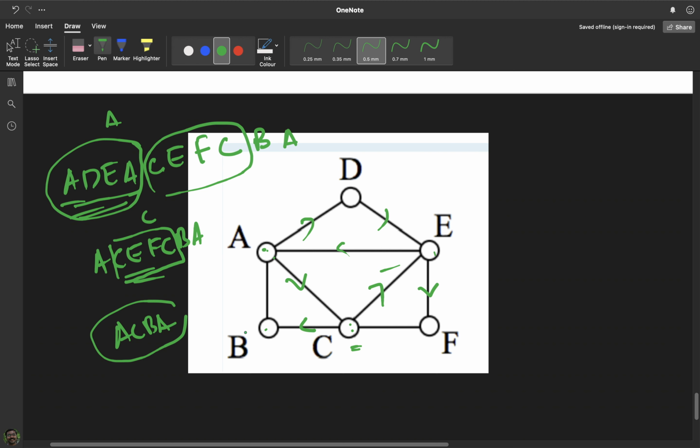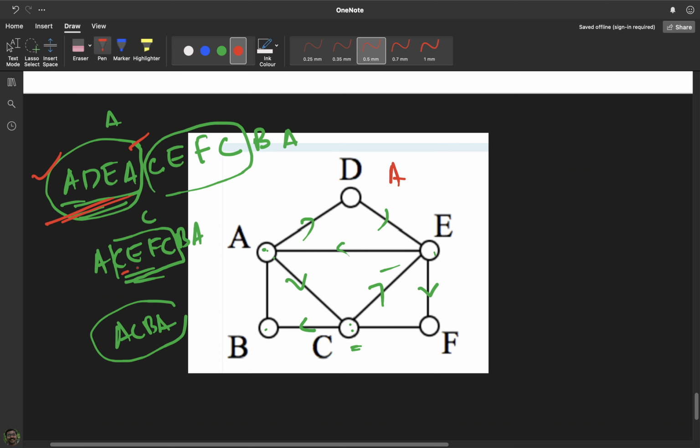For example, in this Euler line, you can see that A and A are repeated in ADEA. So you replace that repeated portion, ADEA, by that repeated vertex. I will replace this ADEA portion by just A. Again I will write the resultant walk here. So I will be getting ACEFCBA.